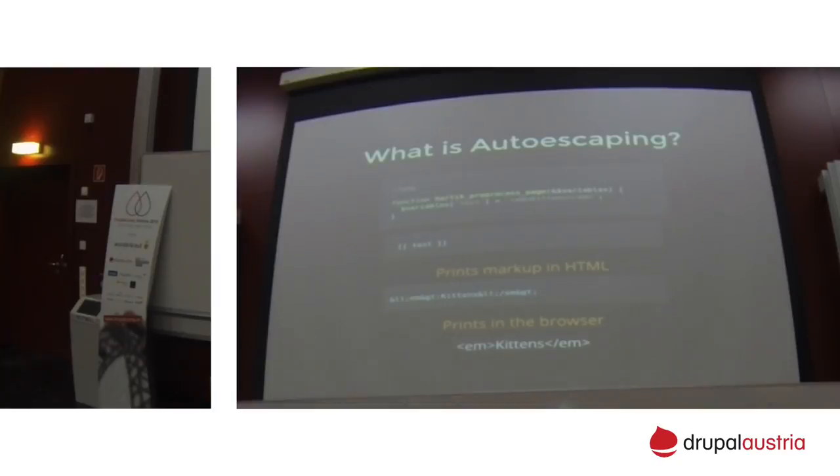So what is the difference between escaping and auto-escaping? When we talk about auto-escaping, we do that escaping automatically. It's done every time a variable is being printed. So I add the same text inside the variable and print it in a browser. This happens automatically. So I don't have to run manually any escaping methods, because it's done automatically every time something is being printed.